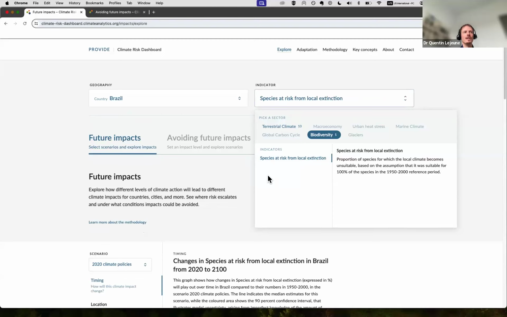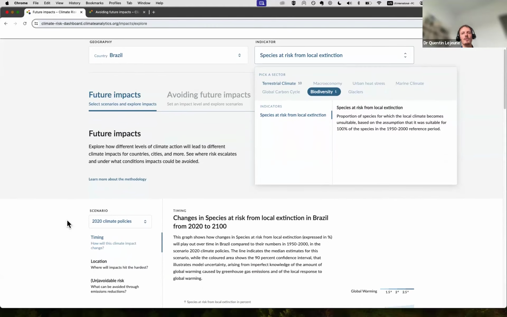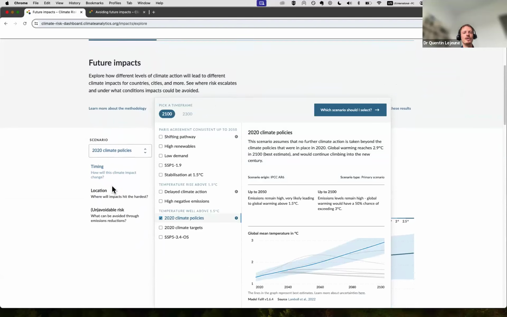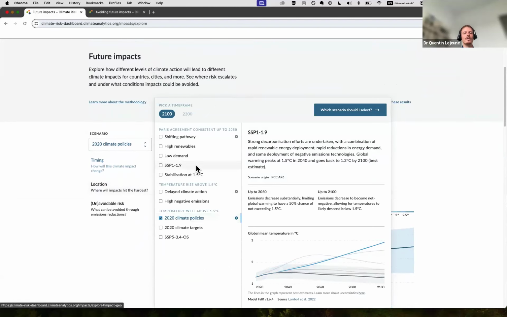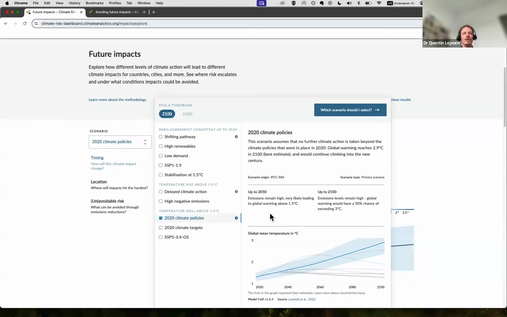And you then need to select the global emission scenarios for which you would like to explore climate impacts over time. You can select 1 to 3 emission scenarios from this button here on the left. When clicking on it, you see a window popping up that allows you to select from a list of scenarios. For example, the scenario 2020 climate policies, which is already selected. It assumes no further climate action than the policies that were implemented in 2020. So on the right-hand side of that pop-up window, you can read a bit more information on each of the scenarios available on the list, including how global warming is projected to evolve over time under that scenario.